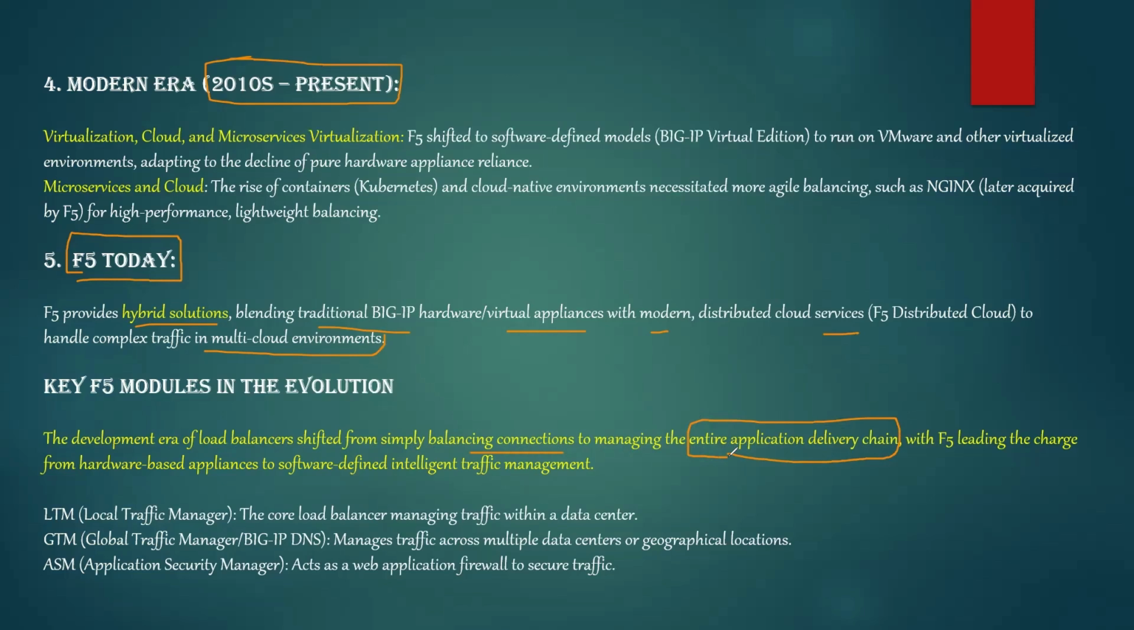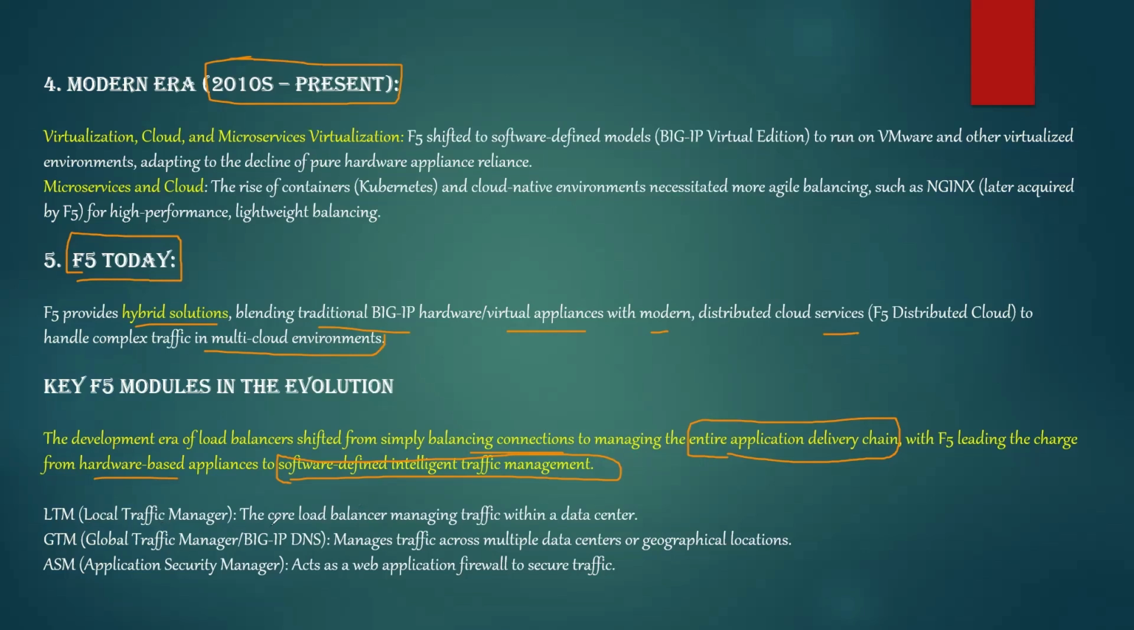Previously we had only load balancing capability. Now the entire application delivery is managed by F5. F5 is changing from hardware-based appliances to software-defined, intelligent traffic management. This is the most important thing. Before, it was only hardware appliances. Now it is software-defined intelligent traffic management. And what are the devices and modules in this era?